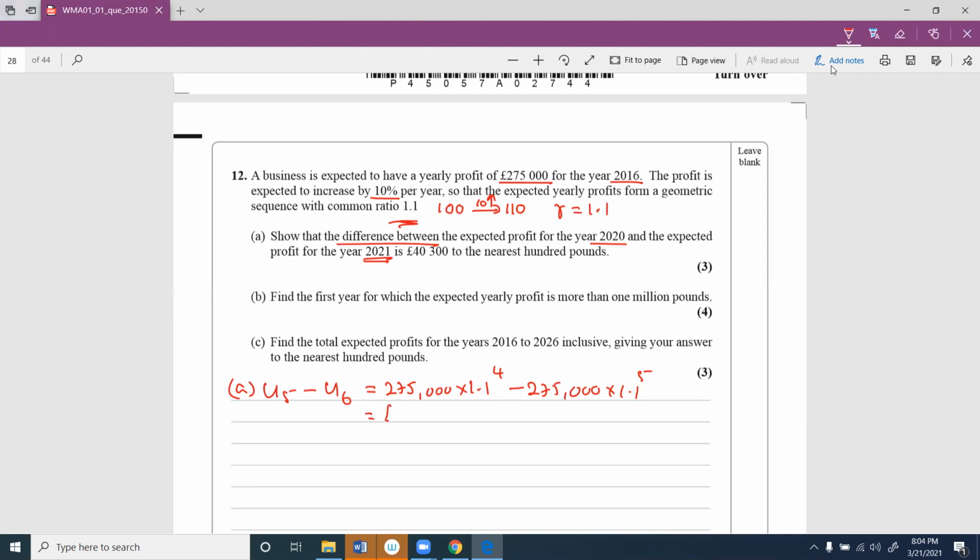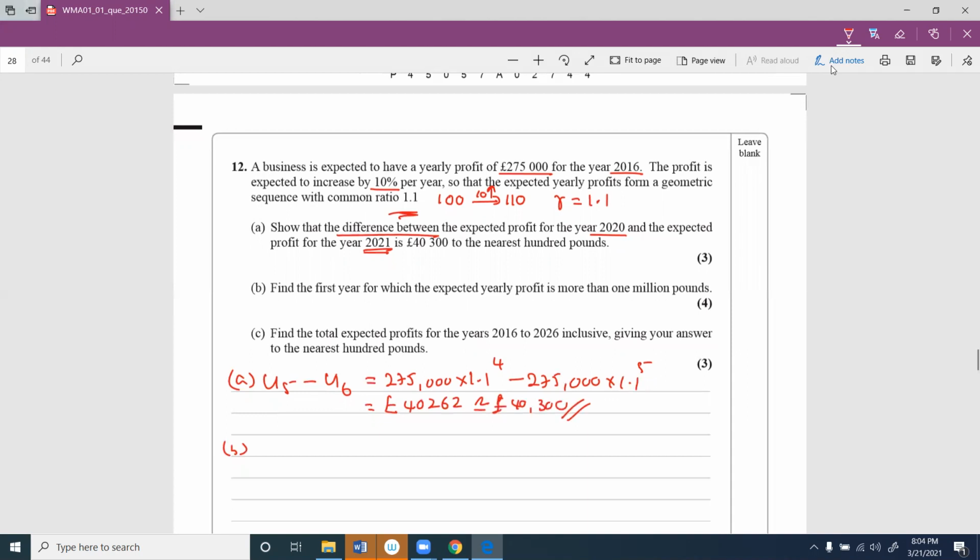40,262, roughly, you can say it's 40,300. Right. Part B. Find the first year for which the expected yearly profit is more than 1 million pounds.